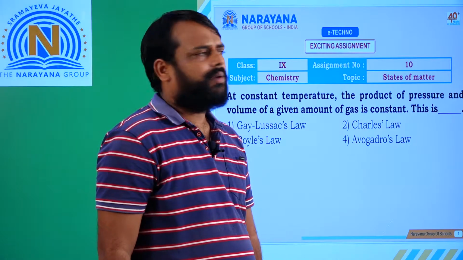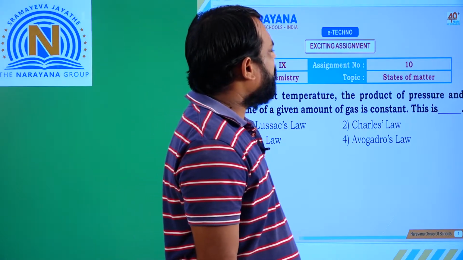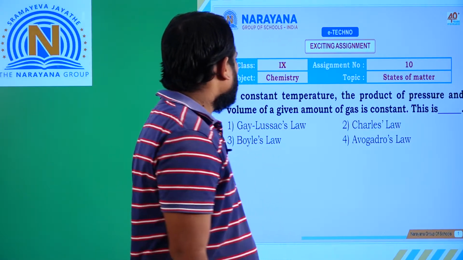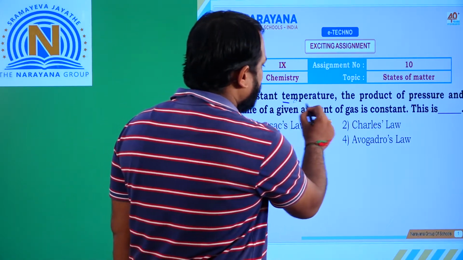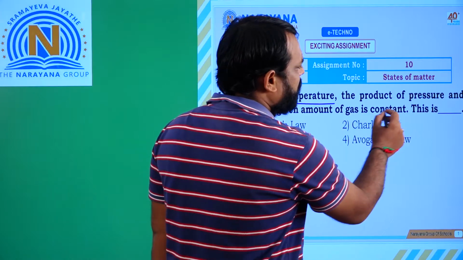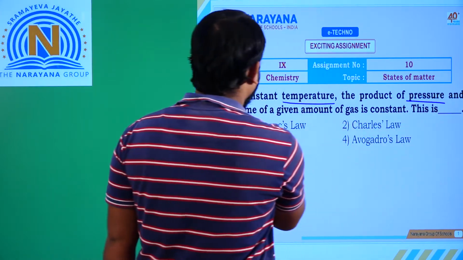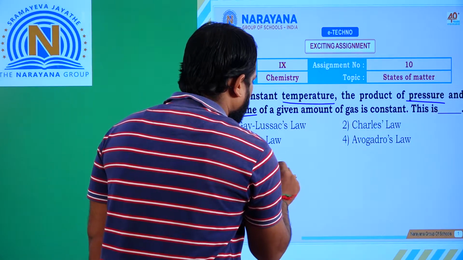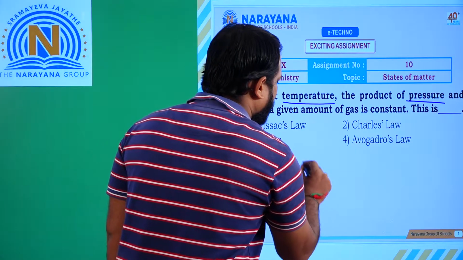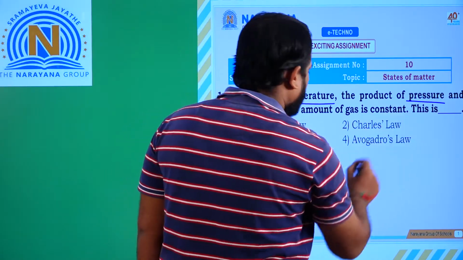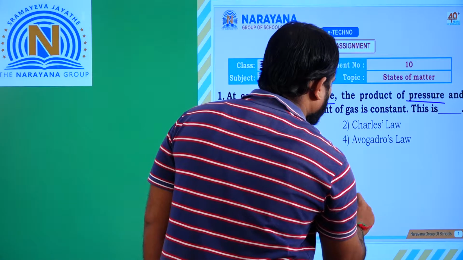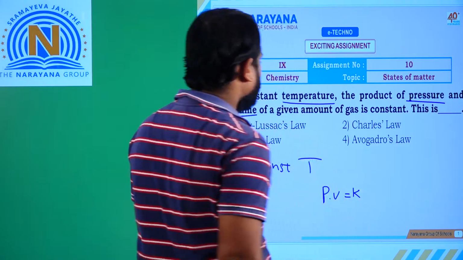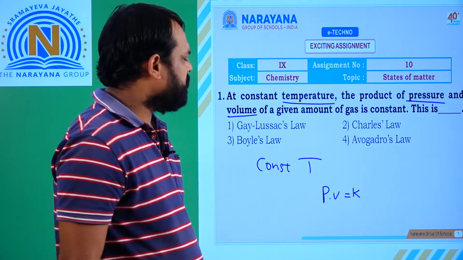So today I am going to discuss the 9th class assignment number 10, states of matter topic. The first question is: at constant temperature, the product of pressure and volume is constant.